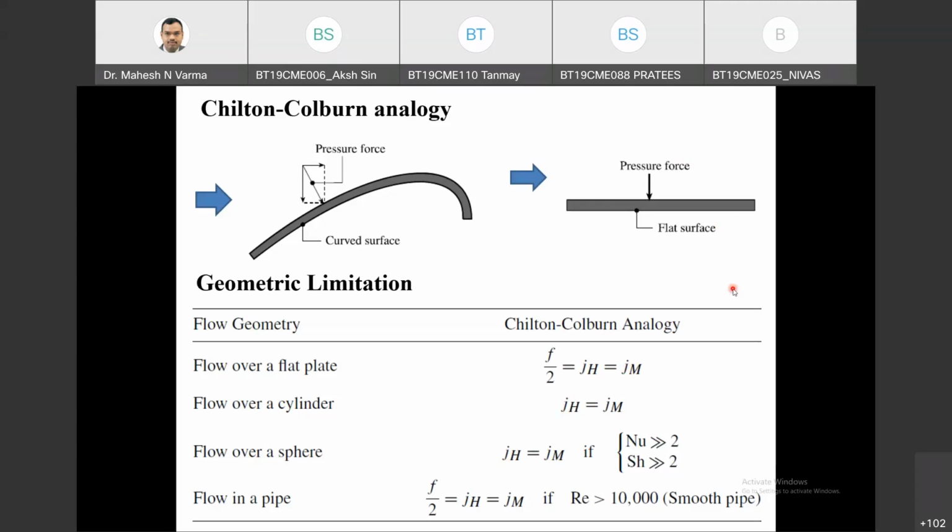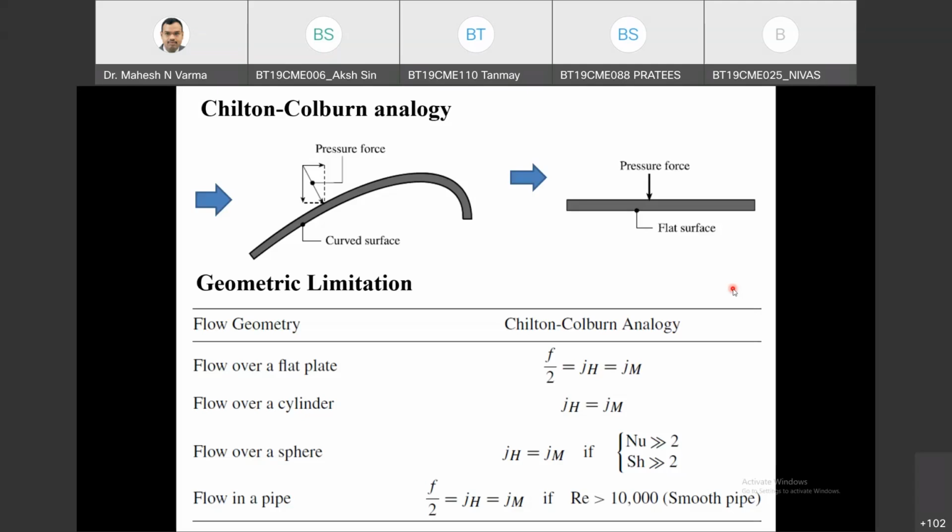So using any analogy is as important as knowing the limitations of that analogy. You should not use any analogy blindly. And we are considering for discussion only two analogies in this class.